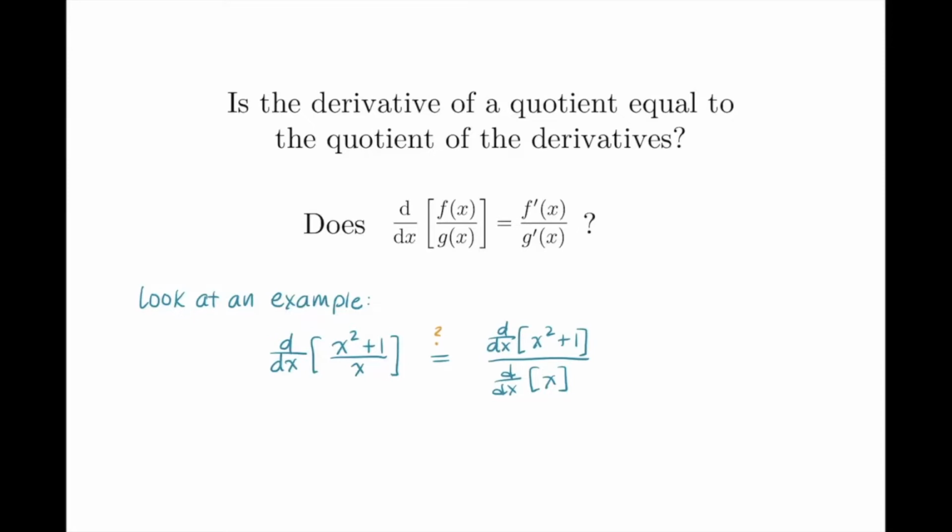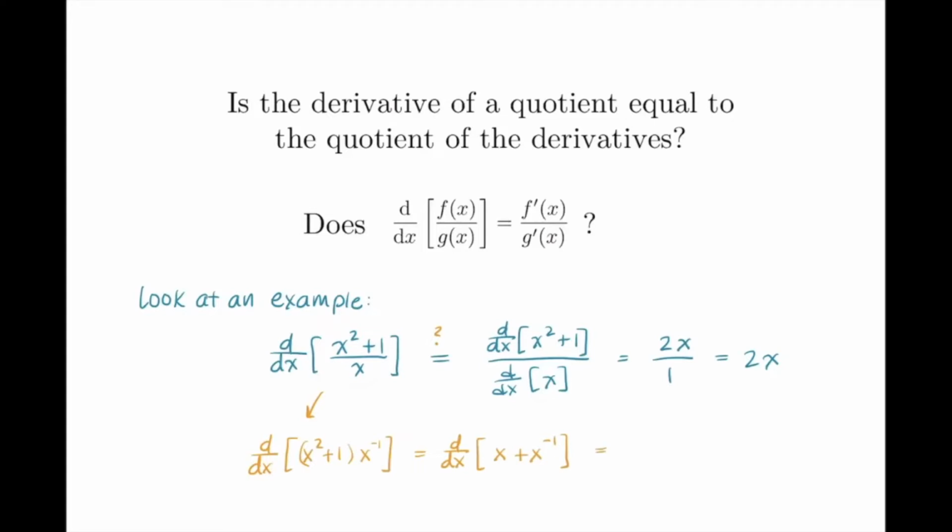So if we differentiate the top, we will get 2x, and if we differentiate the bottom, we will get 1. So that's just 2x. Well, is this correct or not? We do have a way to find the derivative of a function like this from before. We can simplify this function by looking at it as x squared plus 1 in parentheses times x to the negative 1. Then we can distribute that x to the negative 1 into the parentheses. That will give us x to the first plus x to the negative 1.